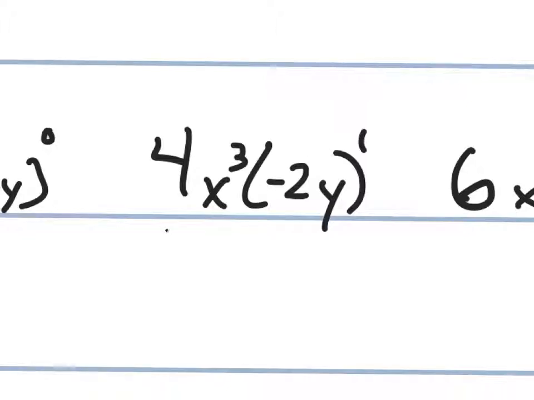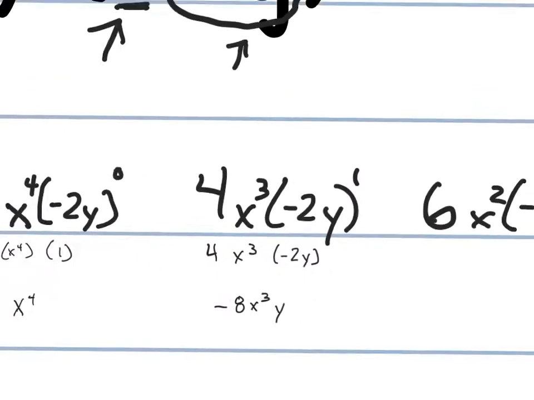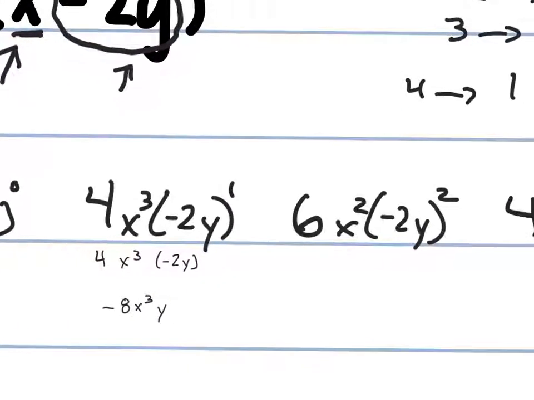For this one, I've got 4 times x to the 3rd power times negative 2y to the 1st power, which would just be negative 2y. I put it in parentheses there because I didn't want it to look like I was subtracting it. These are 3 things that are being multiplied, so I wanted to make sure that I remember that negative 2y is being multiplied, not subtracted. So negative 2 times 4 gives me negative 8. There's an x to the 3rd power, and there's a y. So notice that one ended up negative.